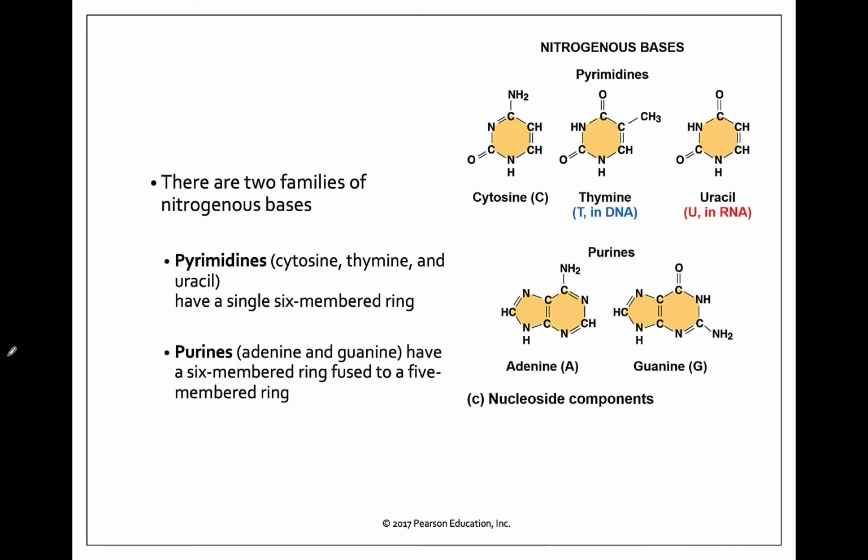There are 5 different nitrogenous bases. 4 of them can be found in DNA, and 4 of them can be found in RNA. Pyrimidines are the 3 that only have a single ring. I like to remember this as the long word gets the small structure. So they're opposites. And then the purines are the ones that have 2 rings. So this is the shorter word, and it's got the larger structure. That's how I remember purines and pyrimidines.